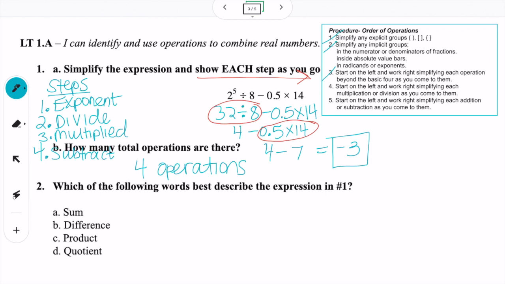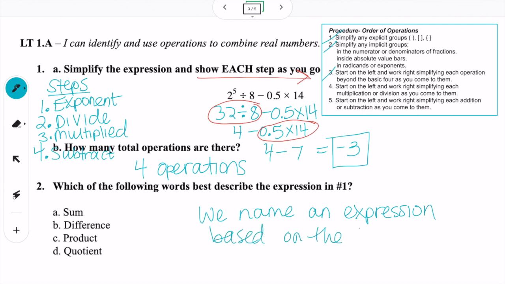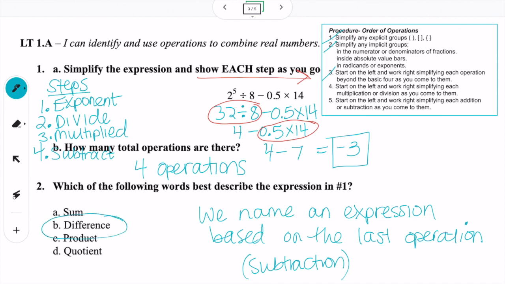To answer number 2, we always name an expression based on the last operation, the last step. And in our case, we subtracted. We call that a difference. Anytime you have two numbers we're subtracting, we get the difference.